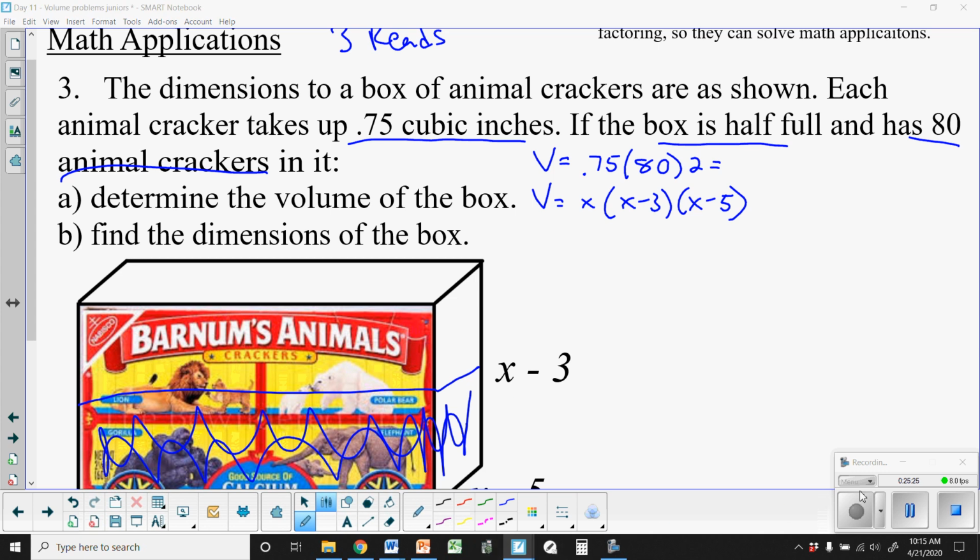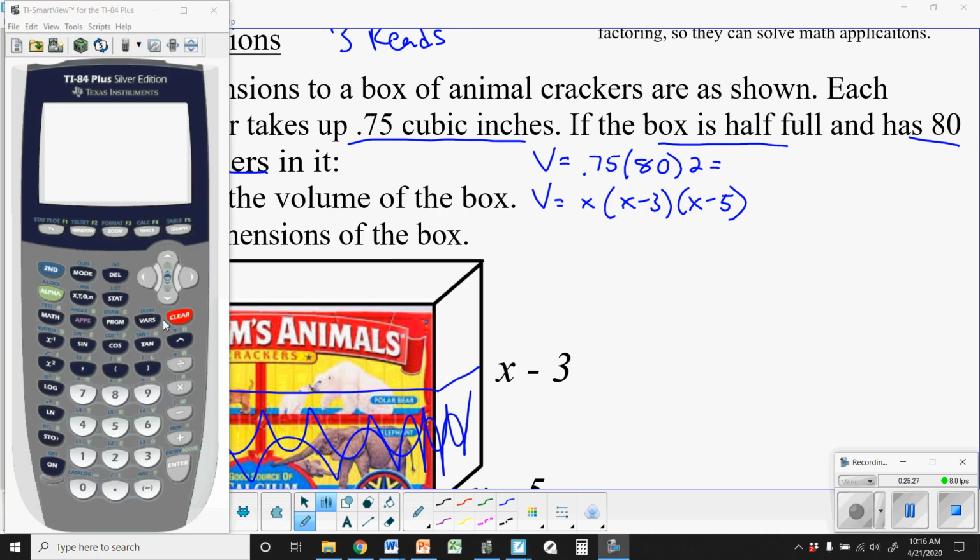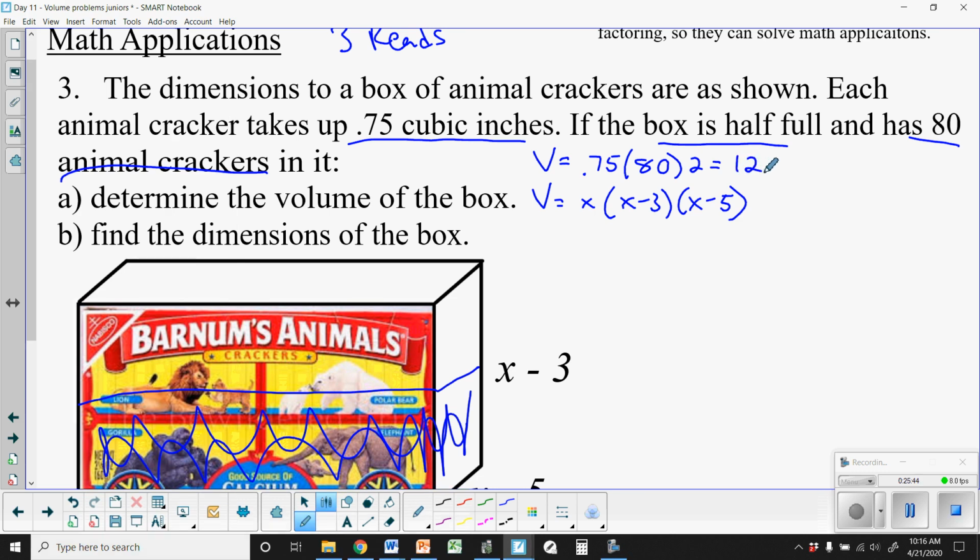So what do we have? Let's look at our calculator. So we have 0.75. We are multiplying that times 80 and then times 2. All right, so it says 120. So 120, and that's inches cubed. So that's our number, right?